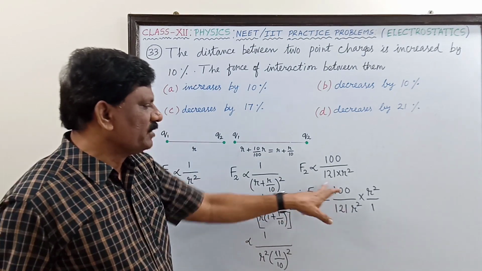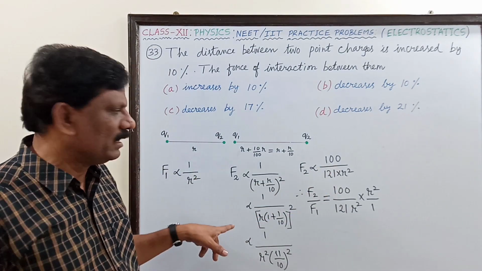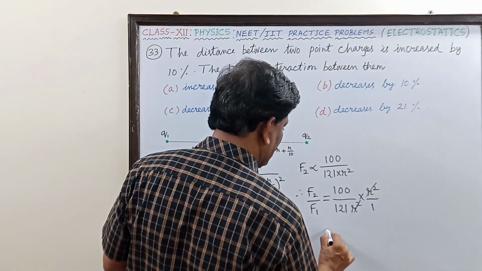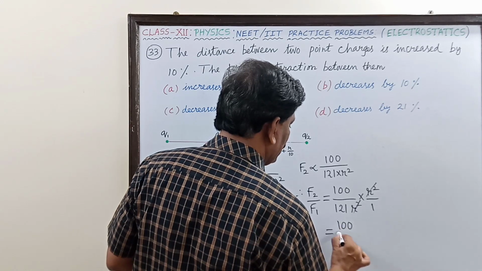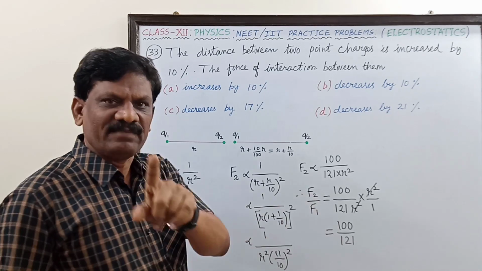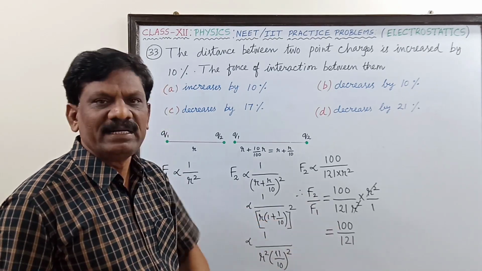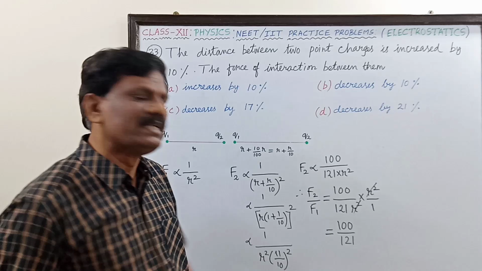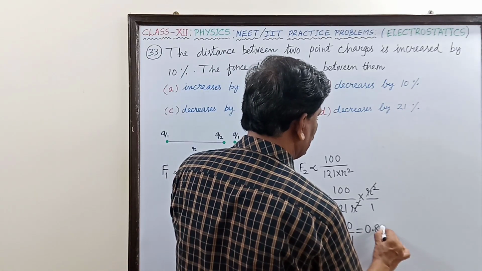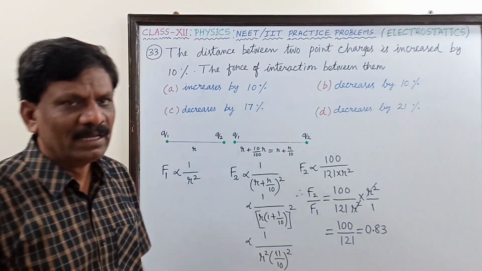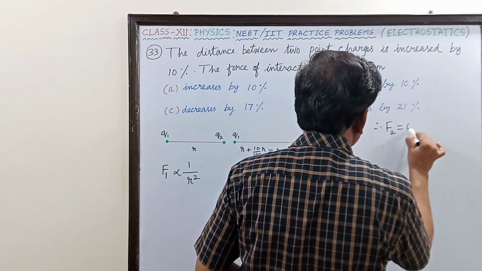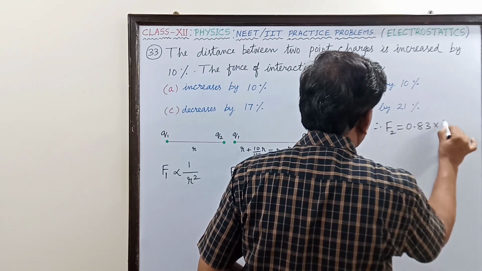So I have substituted for F2 and F1 so that R square gets cancelled. So this R square is getting cancelled. So this is equal to 100 divided by 121. This number is less than 1 first of all, isn't it? The numerator is 100, denominator is greater than 100. If you use the calculator, it will come as 0.83. Okay. So therefore F2 is equal to 0.83 into F1.